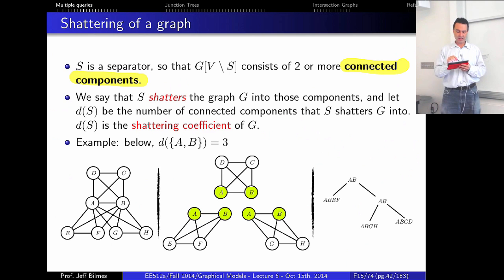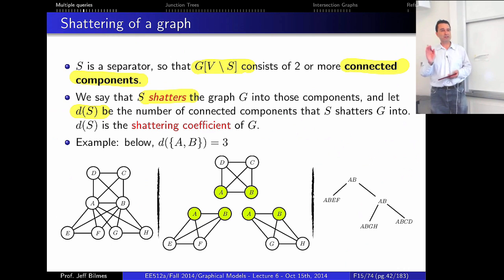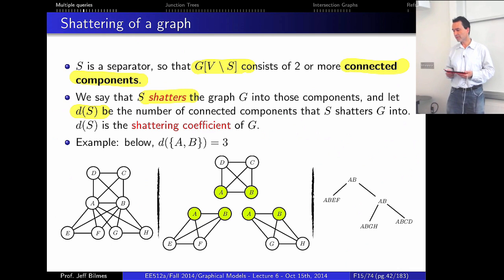And when we remove the separator, this is a really important construct to prove a theorem that we're going to prove a little bit later. By definition, there's going to be one side and another side, and there might be other stuff as well. But the point is that it breaks the graph apart into multiple connected pieces, where each piece is internally connected, but not connected to any other piece. And so we say that S shatters the graph into those components. Let's say that D is the shattering coefficient. This is actually going to be really important for approximate inference when we start talking about it. The shattering coefficient, D, is the number of components that the separator S shatters the graph into.